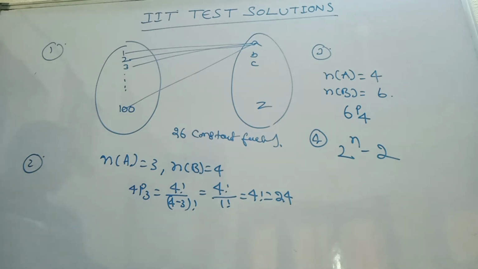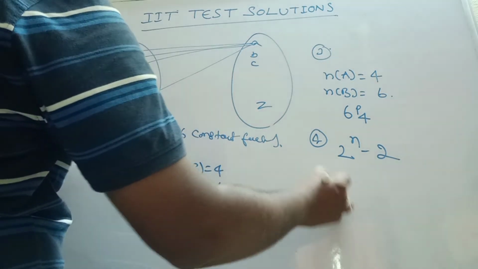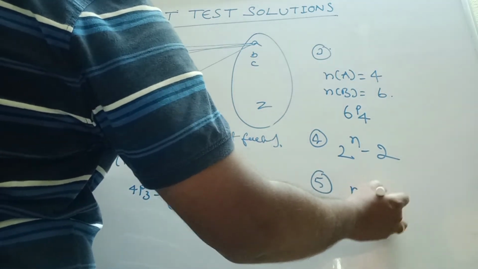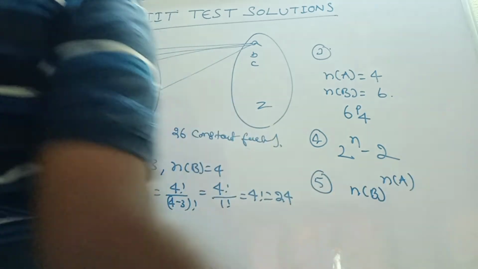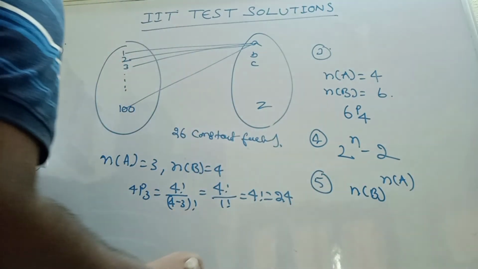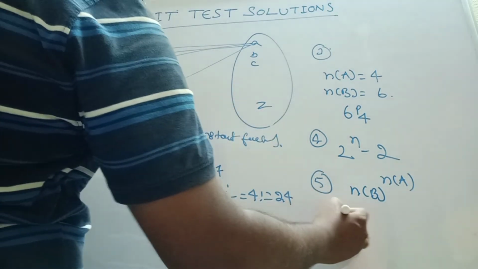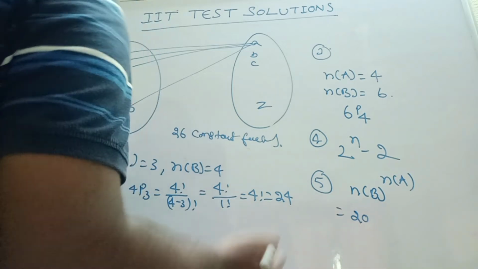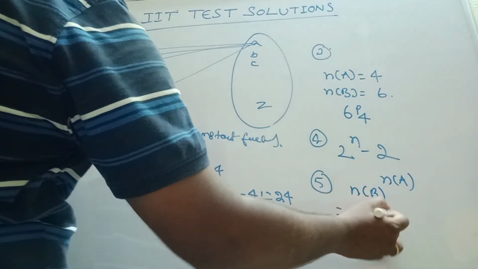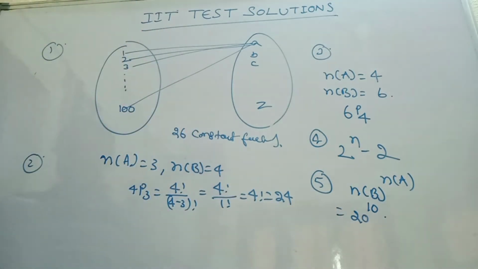Now, the next one, the fifth question. If set A has 10 elements and set B has 20 elements, then the number of functions defined from A into B. We told you already that the number of functions is nothing but n of B whole power n of A. Here B has 20 elements and A has 10 elements. Now 20 power 10 is the correct answer.